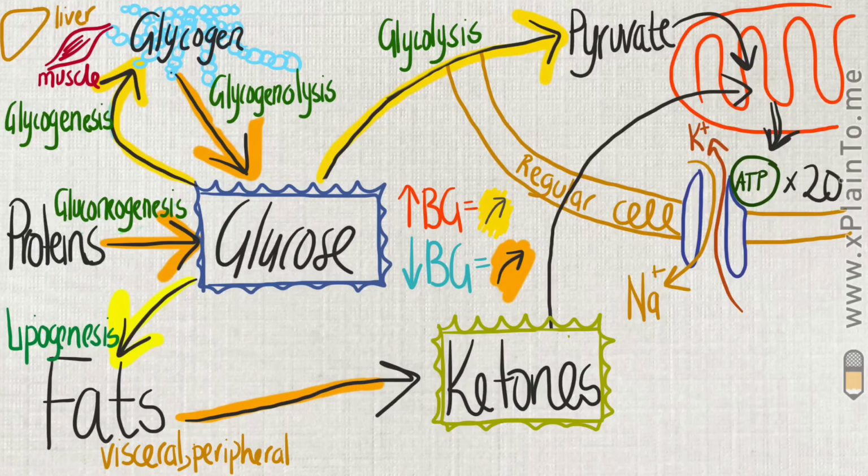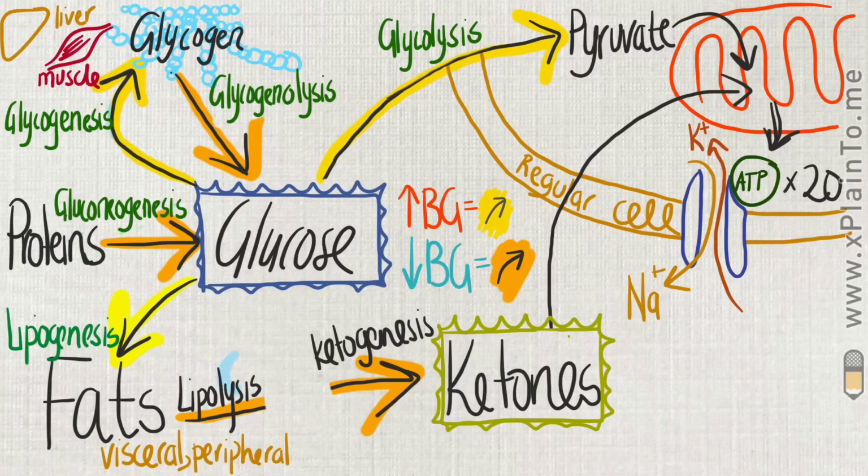What is the name of the pathway that turns fat into ketones? Lipolysis. Lysis for breakdown and lipo for fat. And ketogenesis, the creation of ketones. The lipolysis explains how the fat is broken down into little fatty acids, and the ketogenesis describes how beta oxidation can turn these fatty acids into ketone bodies.